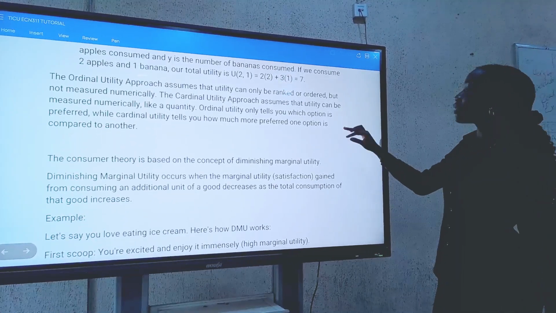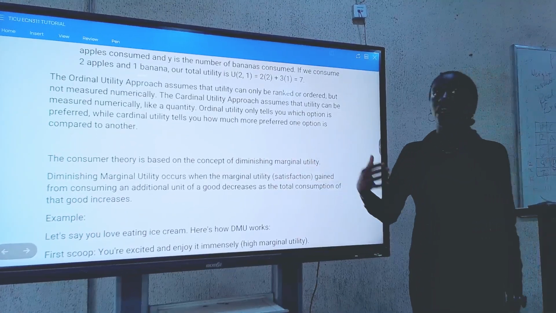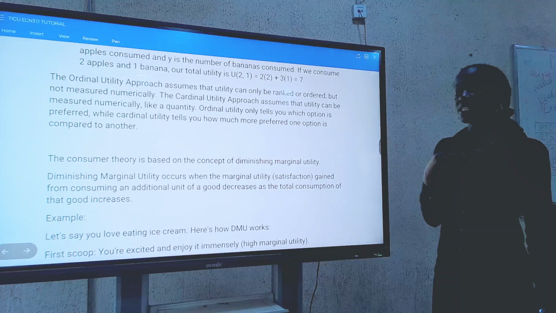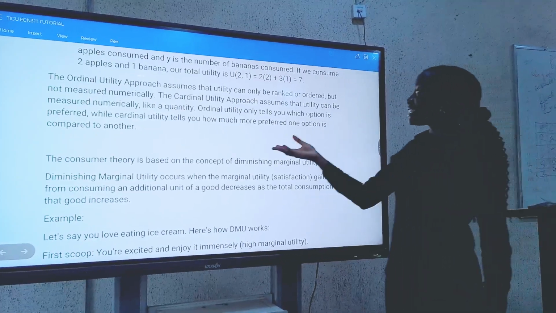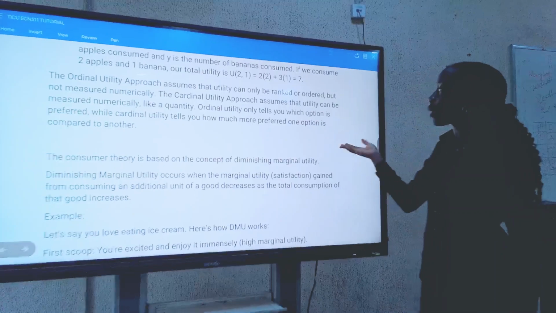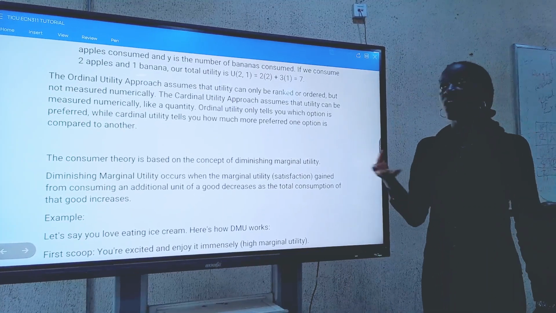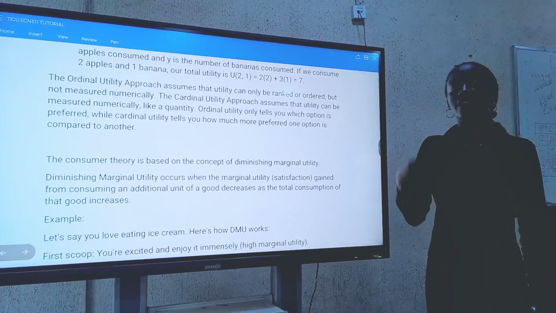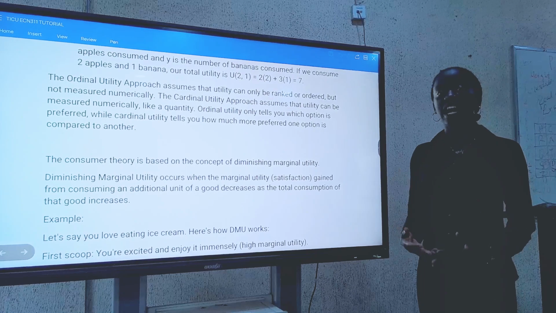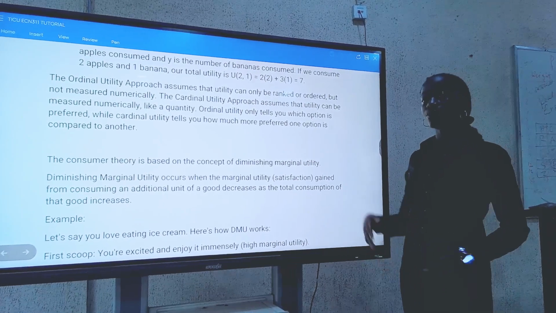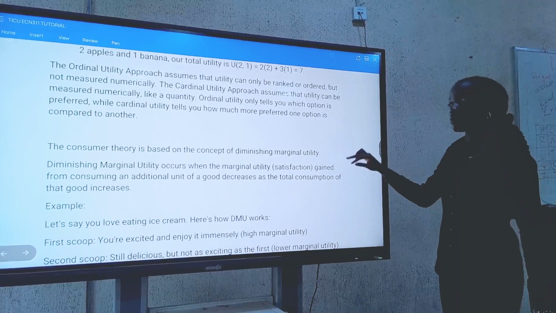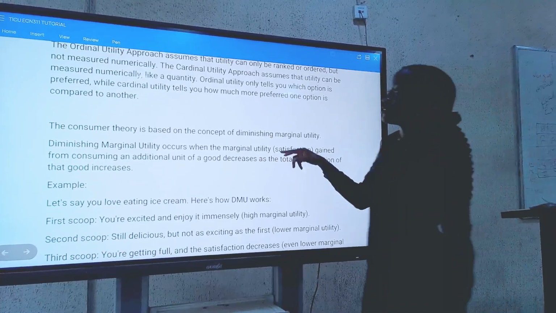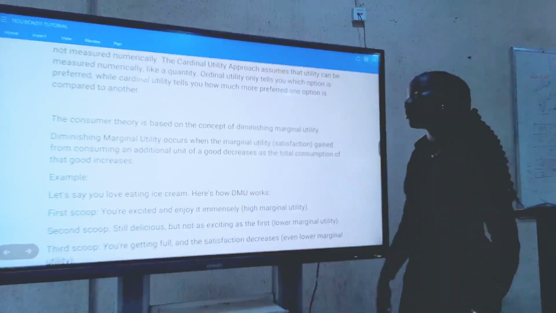So ordinal tells you which is preferred. It tells me that I prefer water to wine. I prefer to take wine to ice cream. While cardinal will tell you how much more preferred one option is. Cardinal can tell you I derive 7 utils from drinking water, I derive 5 utils from drinking wine, and I derive 3 from taking ice cream. So that's just the introduction to consumer theory.